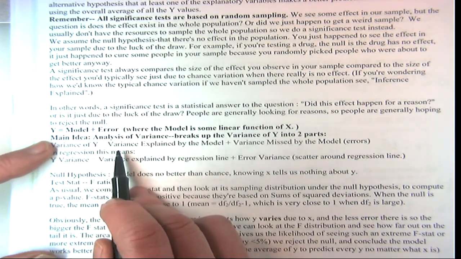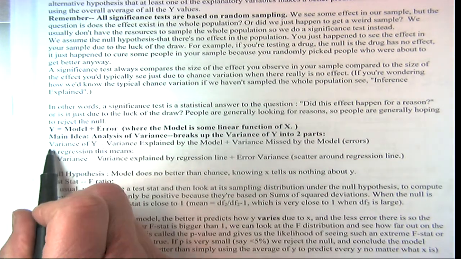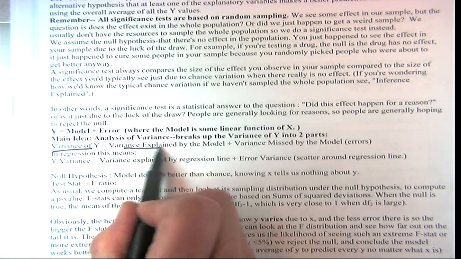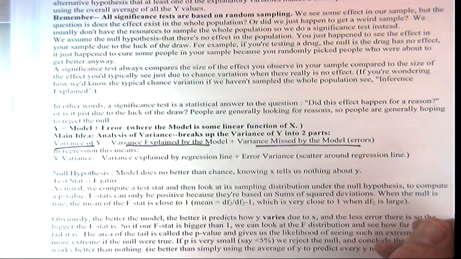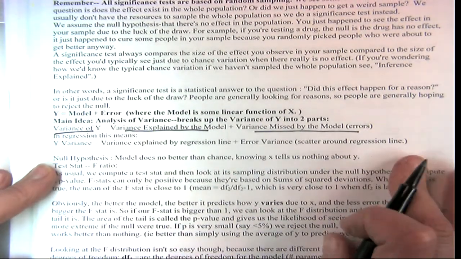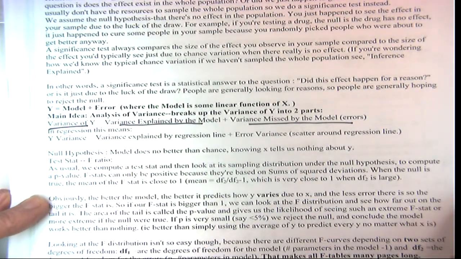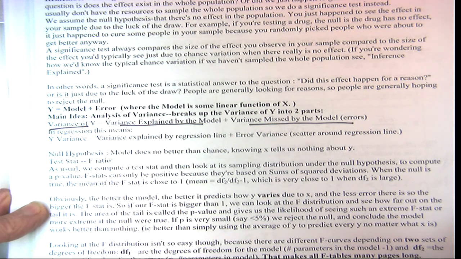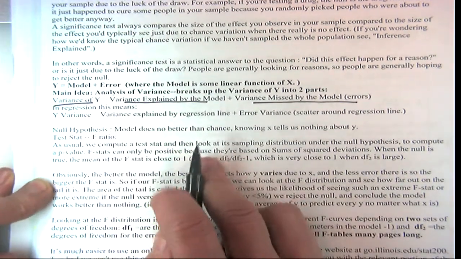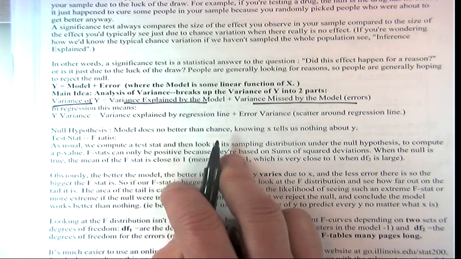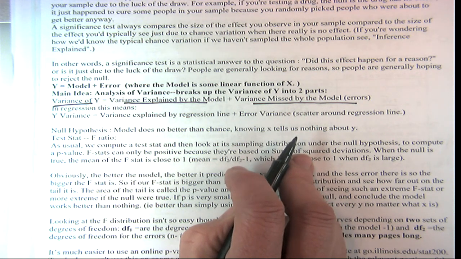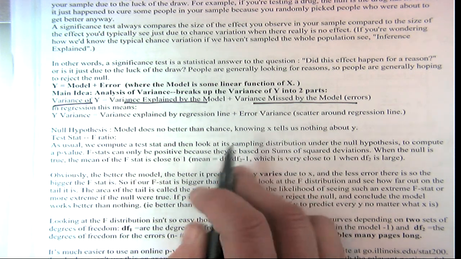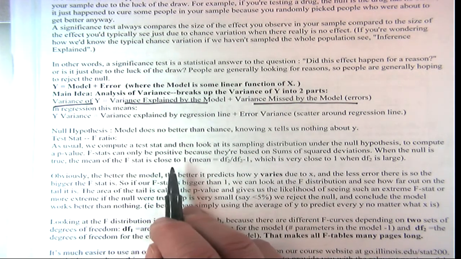So the main idea is you break up this variance into two parts, right? The variance explained by the model and the variance missed by the model, and this left in the errors. So that's basically what we're doing. And the null hypothesis is that the model does no better than chance. Knowing the x variables tells you nothing about y. You might as well just predict the average y. It's not going to do any better than that when you're testing the overall regression effect.